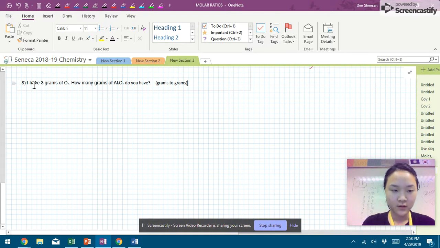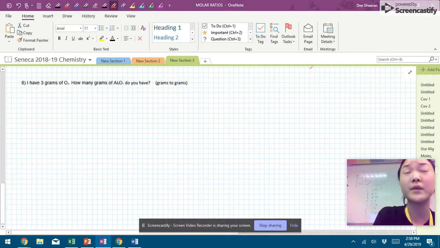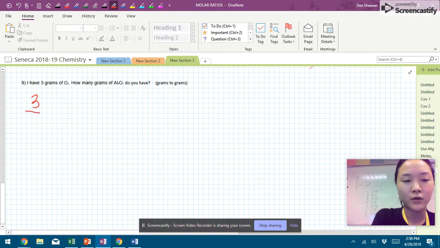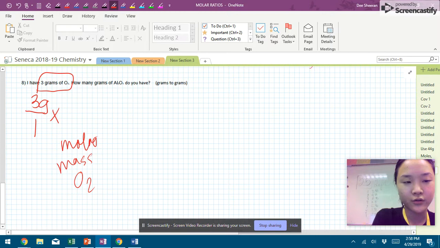So, step 1. Change this 3 grams into moles. You cannot do anything unless you have moles. You need moles. You don't need grams. Grams are bad. No. Grams at the end, though. So, 3 grams over 1 times molar mass of O2, because 3 grams is attached to O2.